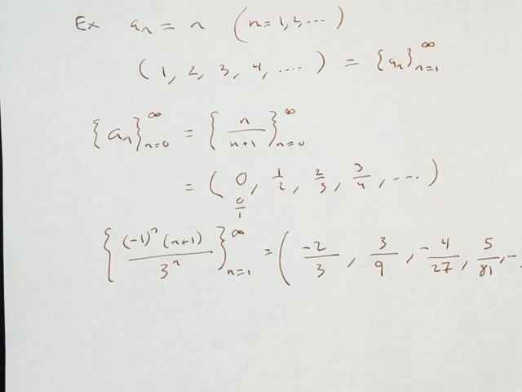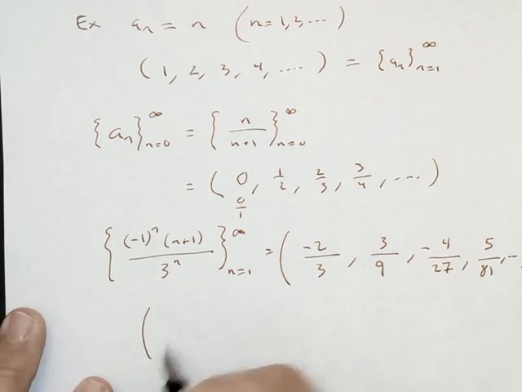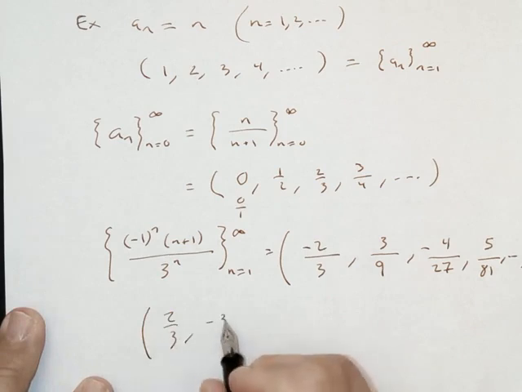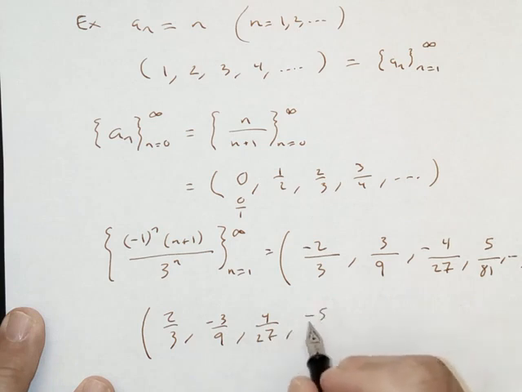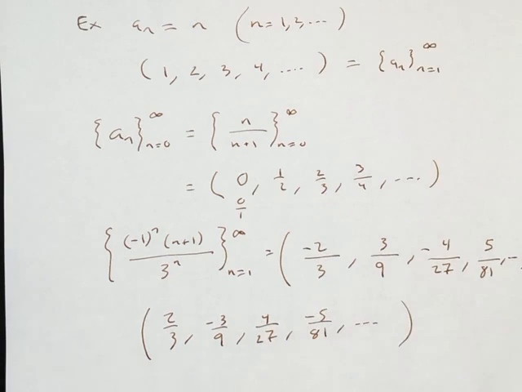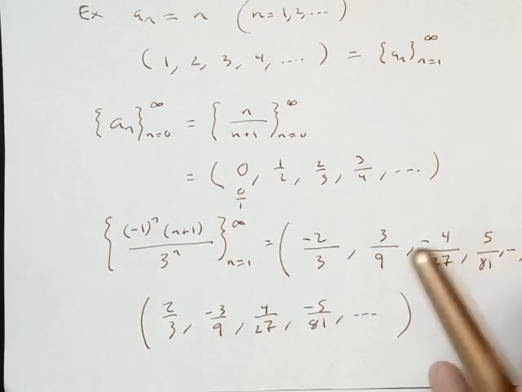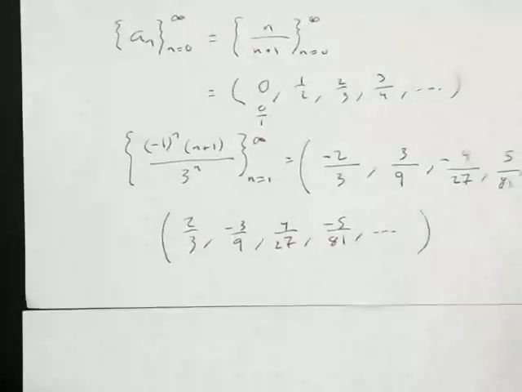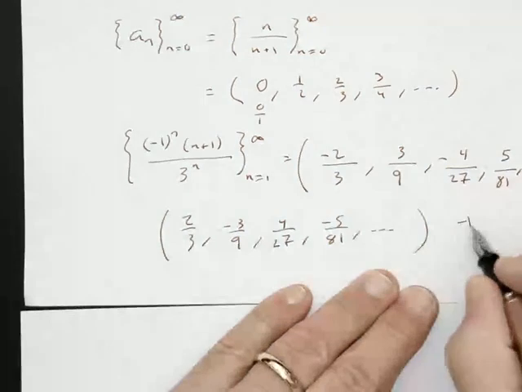What if I wanted a sequence to start positive and then go negative? What if I wanted to try and find an expression that would generate this sequence? I need an extra negative, right? An extra negative means I can write -1 to the n plus 1.